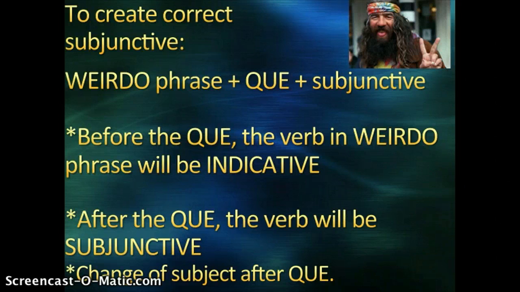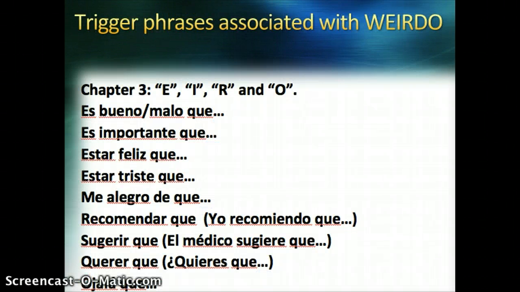And how do we change things into the subjunctive? The same thing we have done before with the mandatos. We go to the yo and flip-flop. AR verbs go to ER, IR verbs go to AR endings. So, trigger phrases associated with weirdo. In chapter 3, we're mainly looking at E, I, R, and O. Not so much the W and not so much the D. Okay, so here are some of the trigger phrases, and let's go over some of these together.